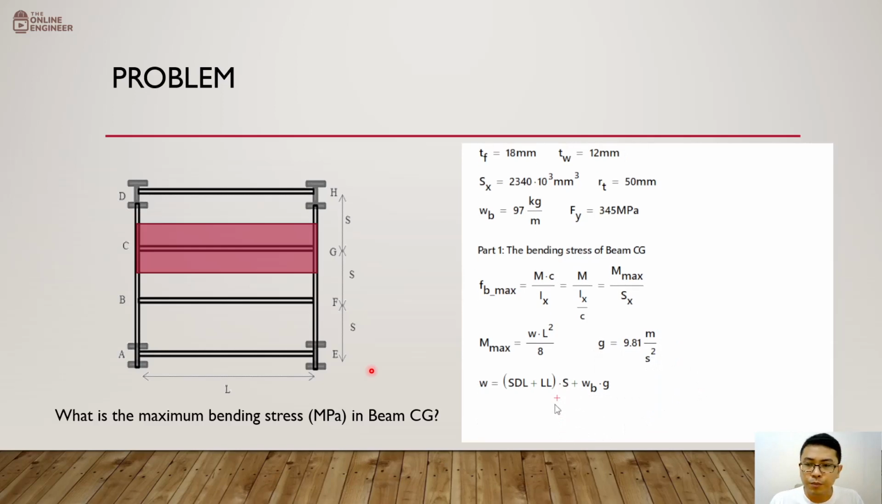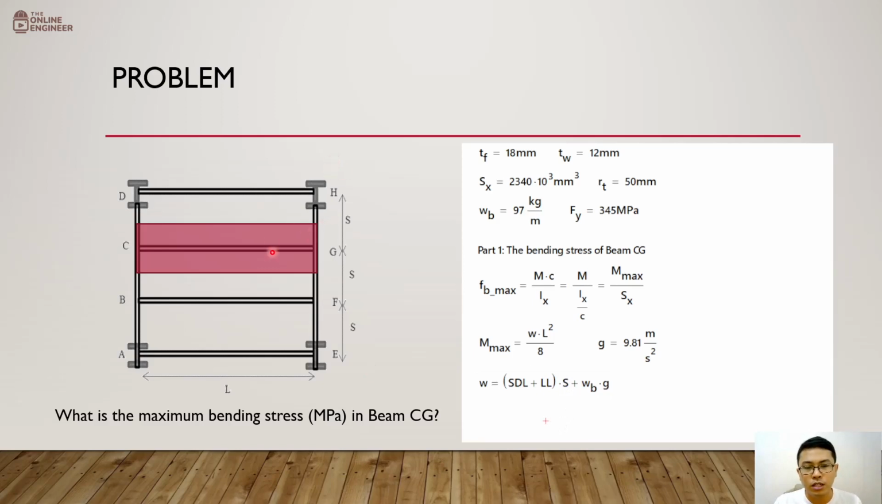Okay. So what am I doing it like this? What is SDL plus LL? By the way, this is the superimposed dead load. The SDL, LL here refers to the live load, and S here refers to the tributary width. What do I mean by that?